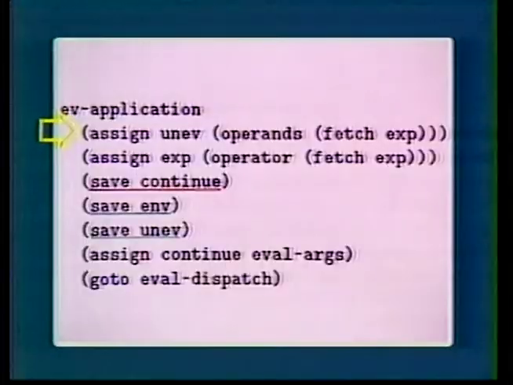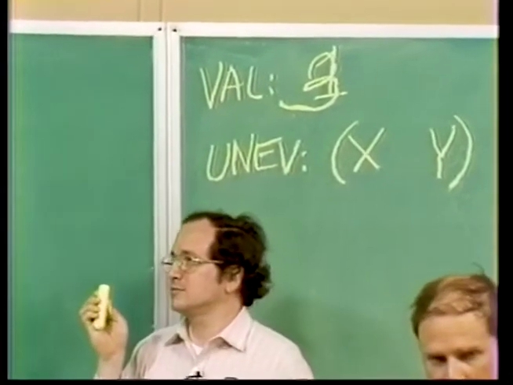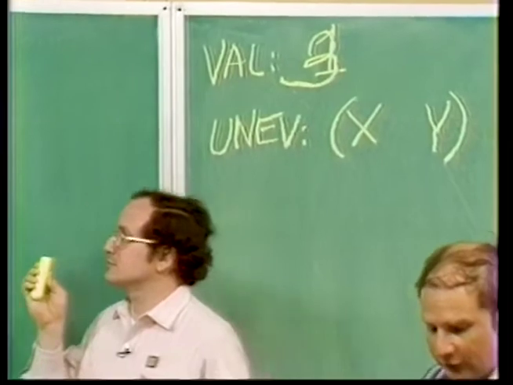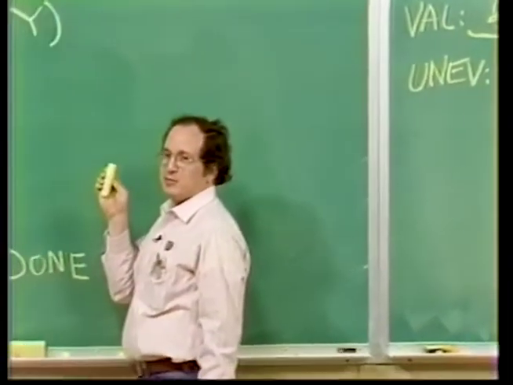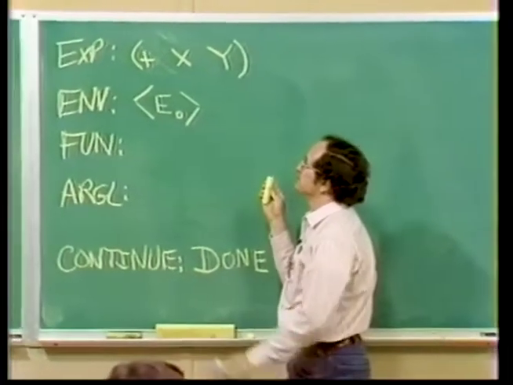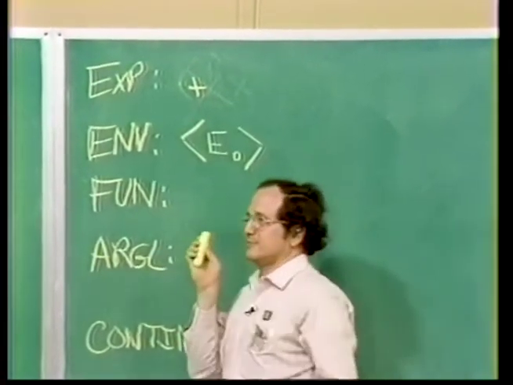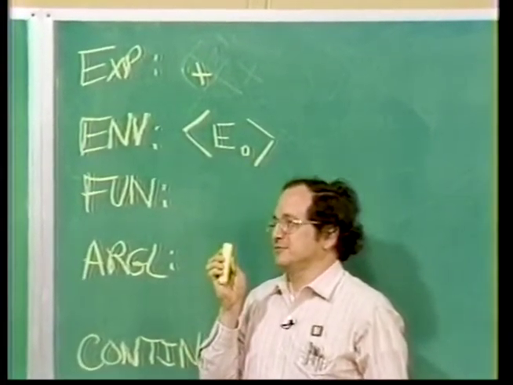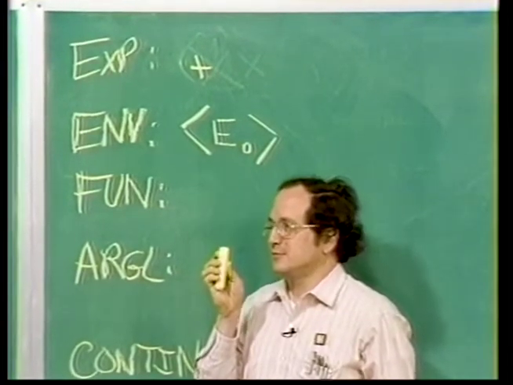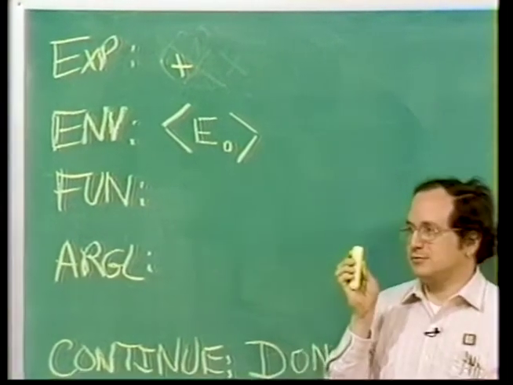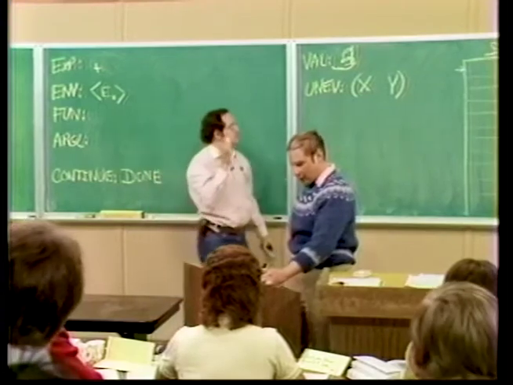Okay, so we're at EV application. Assign to unev the operands of what's in the expression register. Okay, those are the operands. UNEV's a temporary register where we're going to save them. Pipelining. Okay? Assign to exp the operator. Now notice we've destroyed that expression in exp, but the piece that we need is now in UNEV. Okay. Now we're going to get set up to recursively evaluate the operator.